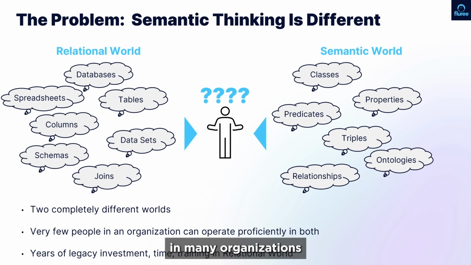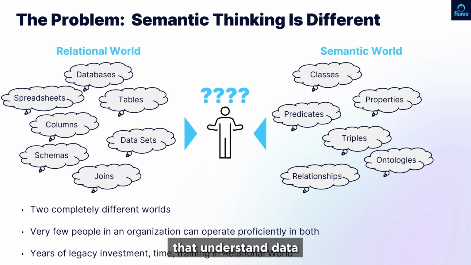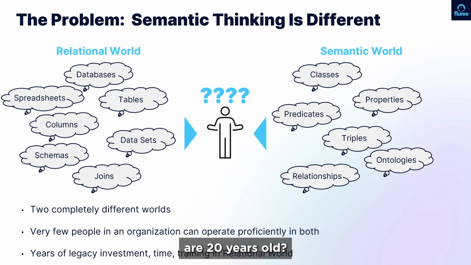What we found in many organizations is that people who understand the relational world have a really hard time immediately adapting to the semantic world, because it's so vastly different from a traditional relational way of thinking about the world. In most organizations, for every one person that understands the semantic world of classes, properties and ontologies, there are at least 50 times the number of people that understand data in a traditional relational structure. That's always been a challenge in terms of why it is so hard to migrate data from relational structures to these new rich semantic formats, even though the standards are 20 years old.